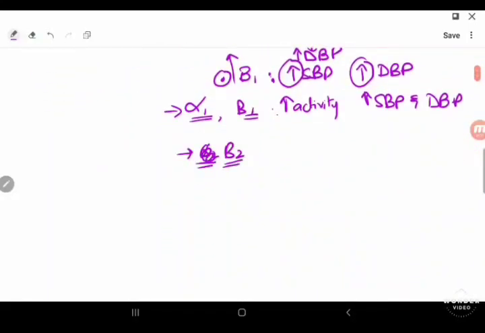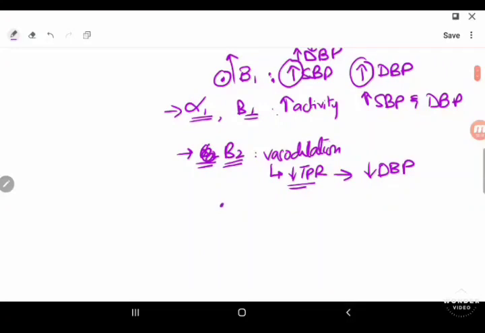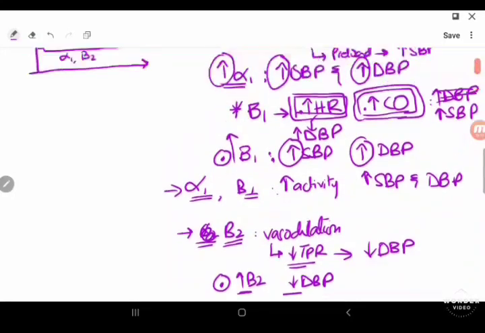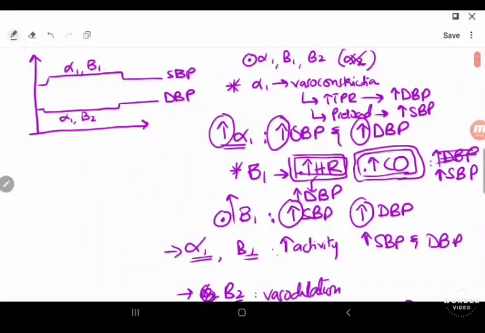Beta 2 is the complete opposite of alpha 1. It causes vasodilation, and because of vasodilation there will be reduced total peripheral resistance, so it will reduce your diastolic blood pressure. So all in all, increased beta 2 activity will reduce diastolic blood pressure. It has an inverse relationship. I hope that is clear.